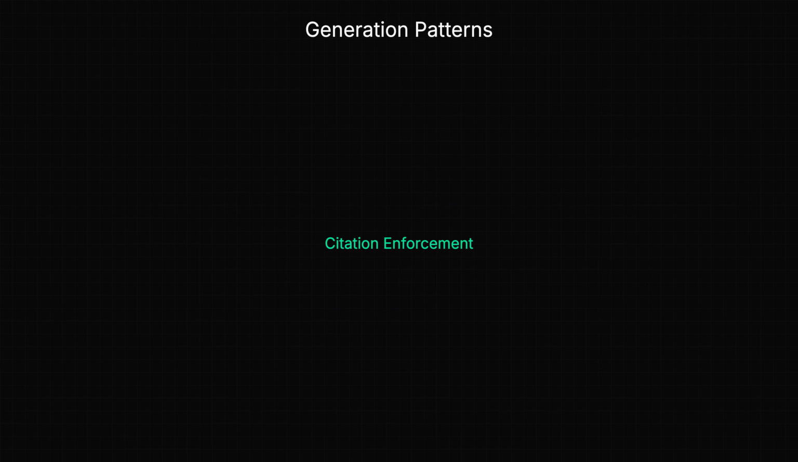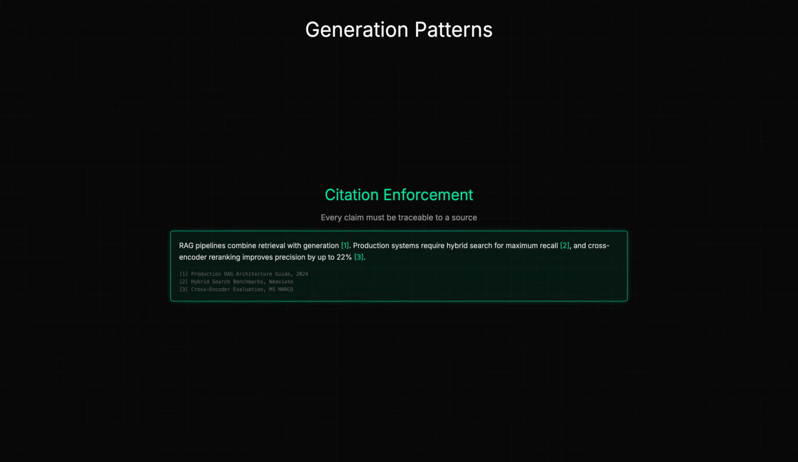The generation layer is where your retrieved context meets the LLM, and the prompt template matters more than you think. Here are 3 production patterns. Pattern 1. Citation enforcement. Force the LLM to include inline citations for every claim. Then run a verification pass that checks each citation actually supports the claim. This 2-pass approach catches 40% more hallucinations than single-pass generation.